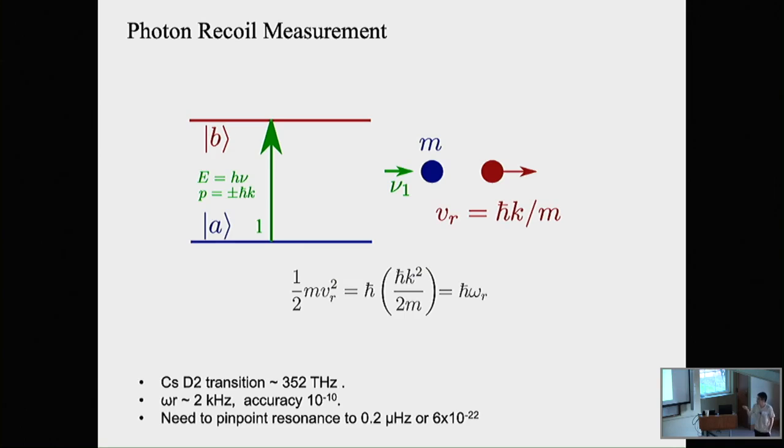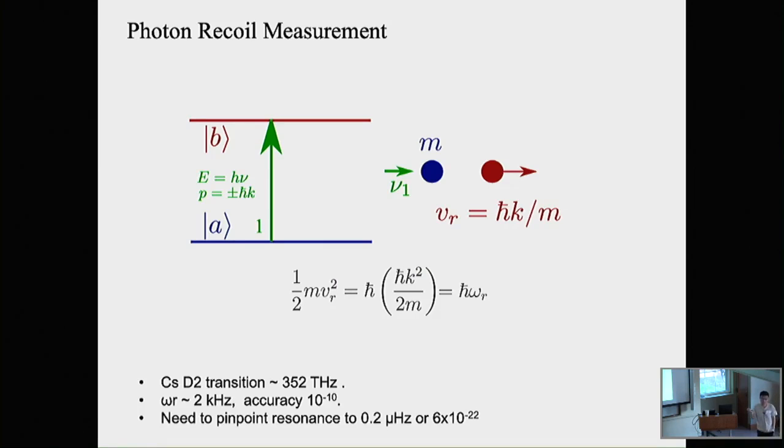You can think that once the atom gets kicked a little bit, then the resonant frequency will be changed a little bit due to the Doppler effect. But the Doppler effect is about 2 kilohertz, and we want an accuracy of 10 to the minus 10. And here, the cesium D2 transition has a frequency of 350 terahertz. So it's like we want to pinpoint the resonance to 0.2 microhertz out of 350 terahertz, or we want to achieve an accuracy of 6 times 10 to the minus 20.